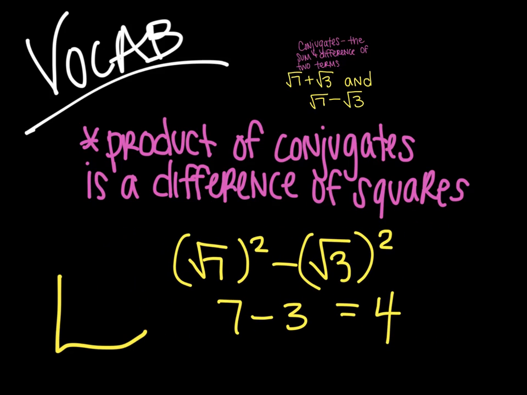If you were to do box method, these two boxes are going to end up canceling out, which is why you have the square root of 7 squared and then the square root of 3 squared. So obviously then you end up with 7 minus 3, and then that equals 4. So the product of conjugates actually does not have any radicals. It will end up being a number.